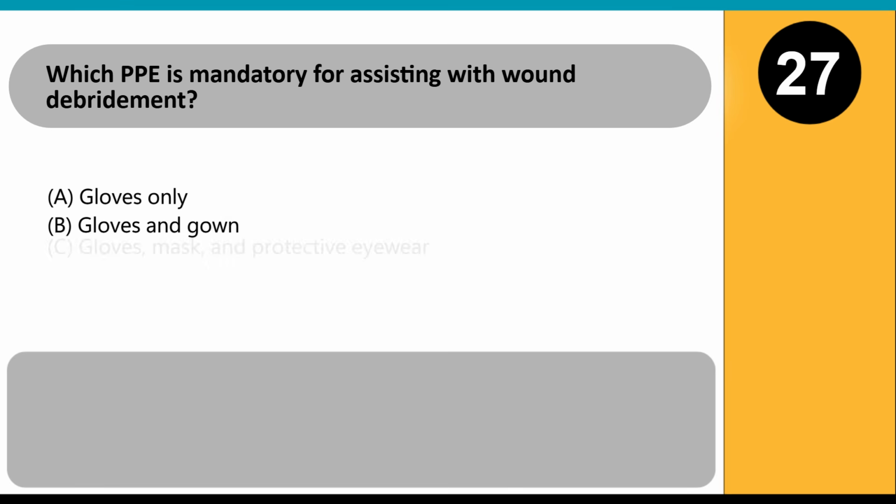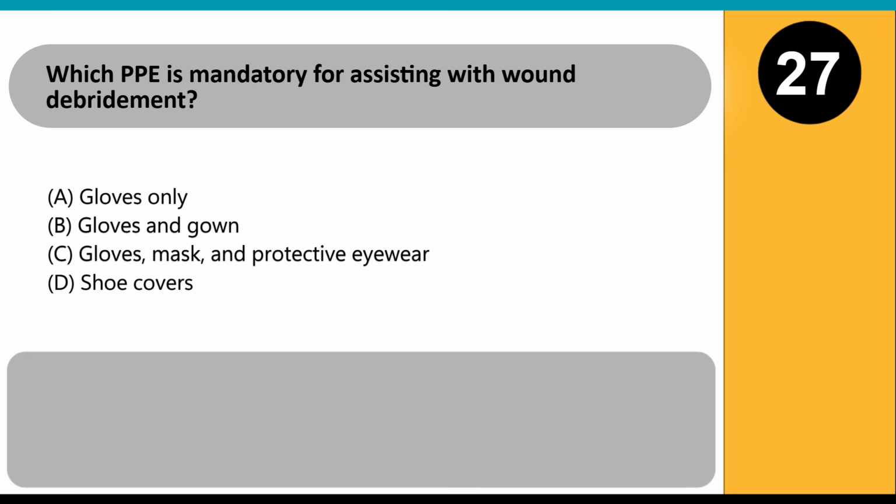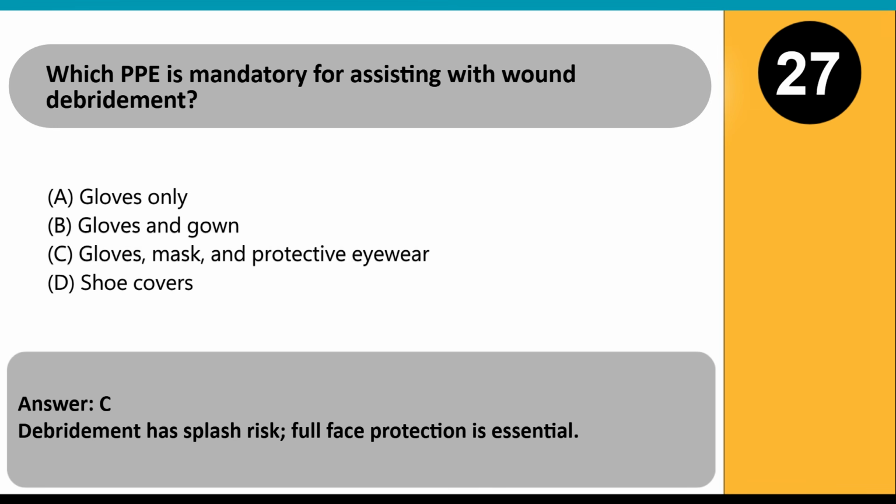Which PPE is mandatory for assisting with wound debridement? A. Gloves only. B. Gloves and gown. C. Gloves, mask, and protective eyewear. D. Shoe covers. Answer: C. Debridement has splash risk. Full face protection is essential.